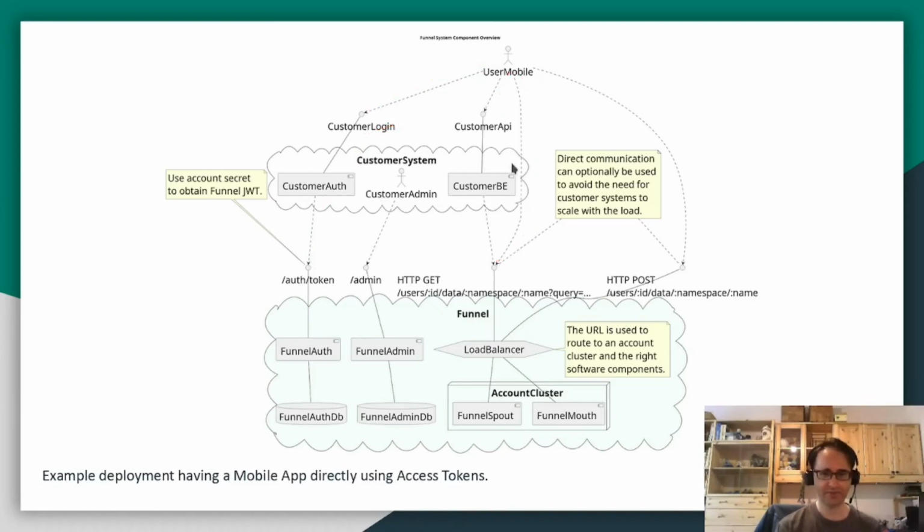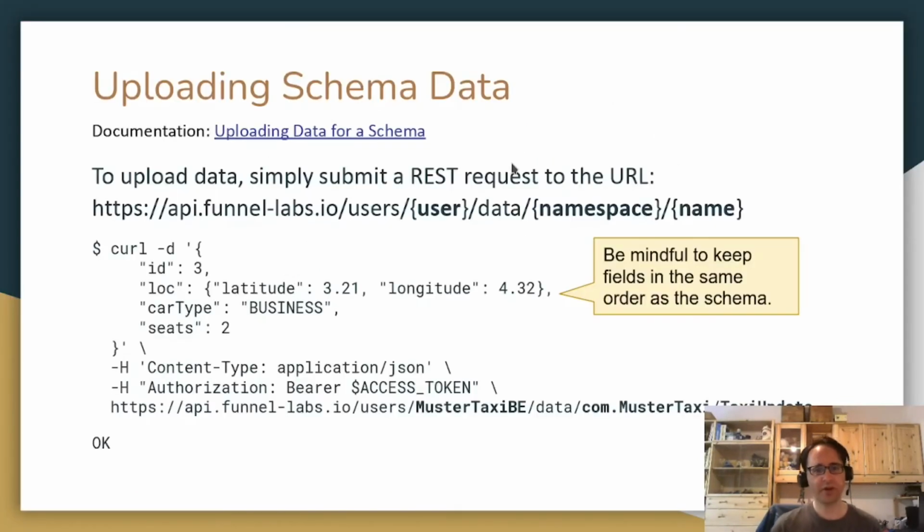All right, now that we talked about the different places you could upload data from, let's talk about the actual mechanism of doing it. In this case, the data follows the Avro schema in JSON. So we just have a record that follows the schema we had. Let's say we have driver ID 3. Here's his latitude, longitude coordinate, and the car type is business.